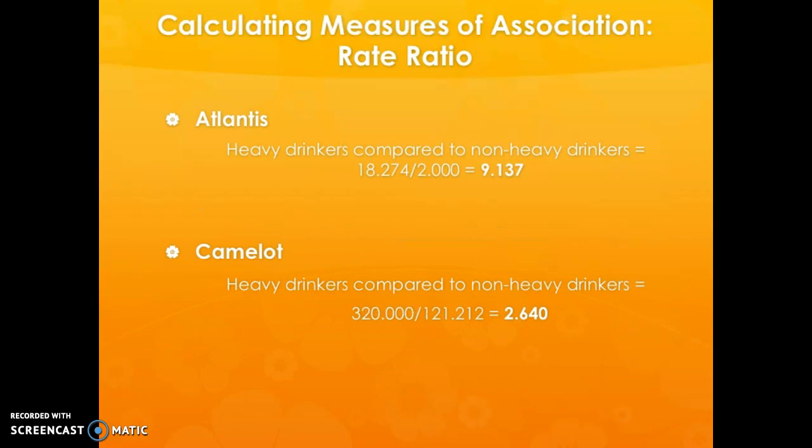And for the rate ratio, in Atlantis, it was 18.274 divided by 2, so the rate ratio is 9.137. The person time cancels out, so the incidence of stomach cancer among heavy to non-heavy drinkers is 9.137 times higher in Atlantis. And then in Camelot, it was 2.640, so the incidence of stomach cancer among heavy to non-heavy drinkers in Camelot is 2.64 times higher.